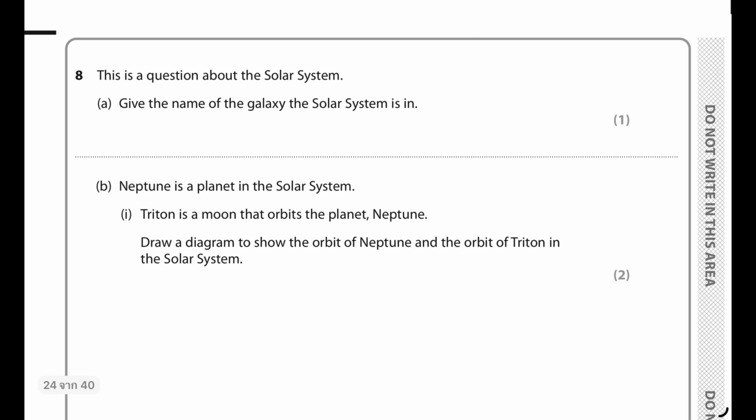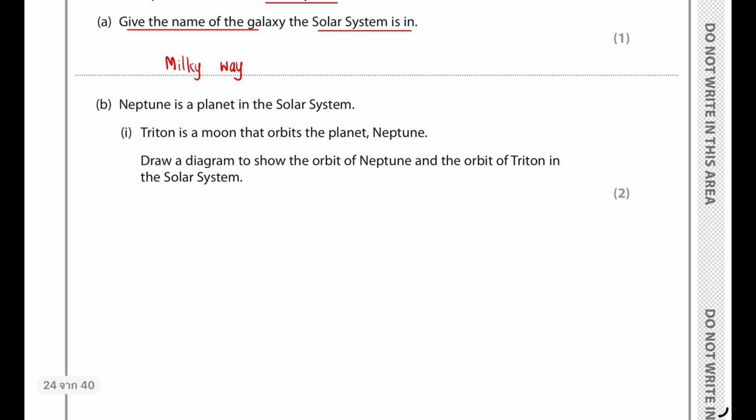Question 8. This is a question about the solar system. Give the name of the galaxy the solar system is in. So the answer will be Milky Way. Question B I. Neptune is a planet in the solar system. Triton is a moon that orbits the planet Neptune. Draw a diagram to show the orbit of Neptune and the orbit of Triton in the solar system.